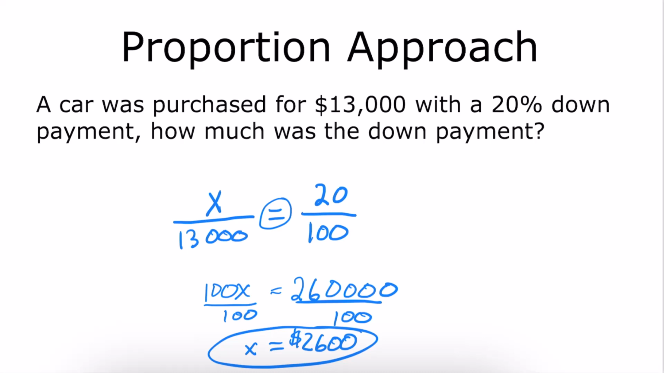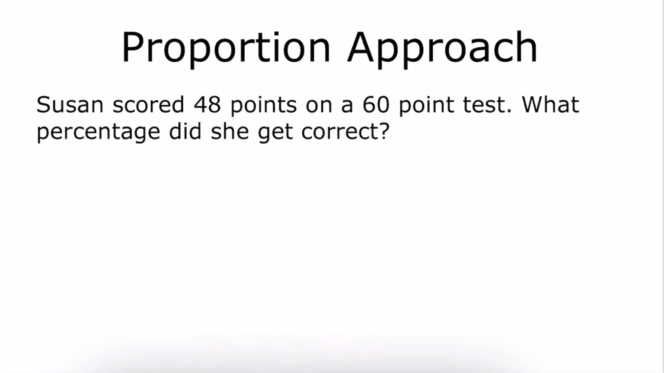So in this case, we were looking for the amount of the down payment. But you can also use the proportion approach when you're looking for a missing percentage. So in this case, where we have Susan scoring 48 points on a 60-point test, that means the total number of points on the test was 60, and the part that she got correct was 48 points. And so this ratio is going to be set equal to the percentage ratio, which has 100% on the bottom because that's the total amount. Like 100% is always the total amount. And then we're trying to figure out what percentage the part is that she got correct.